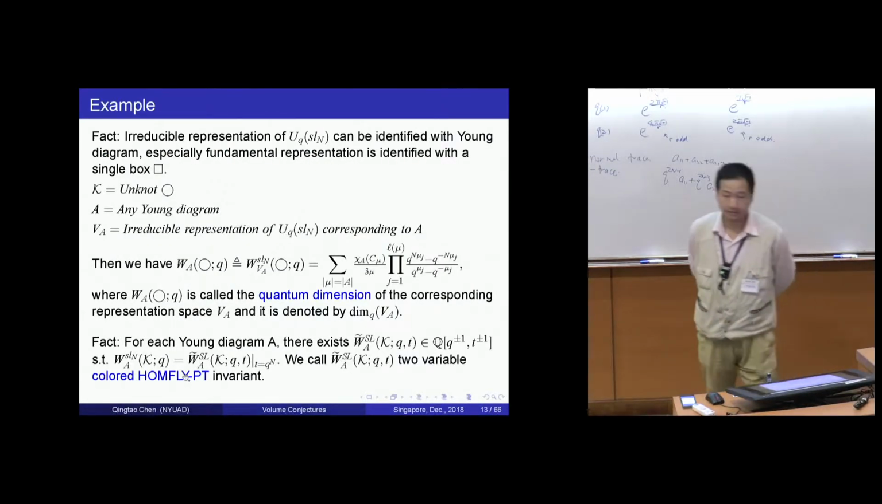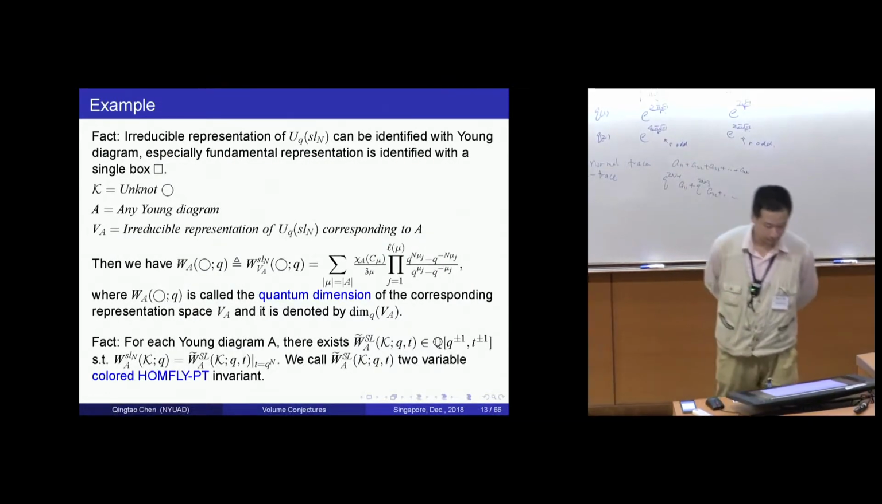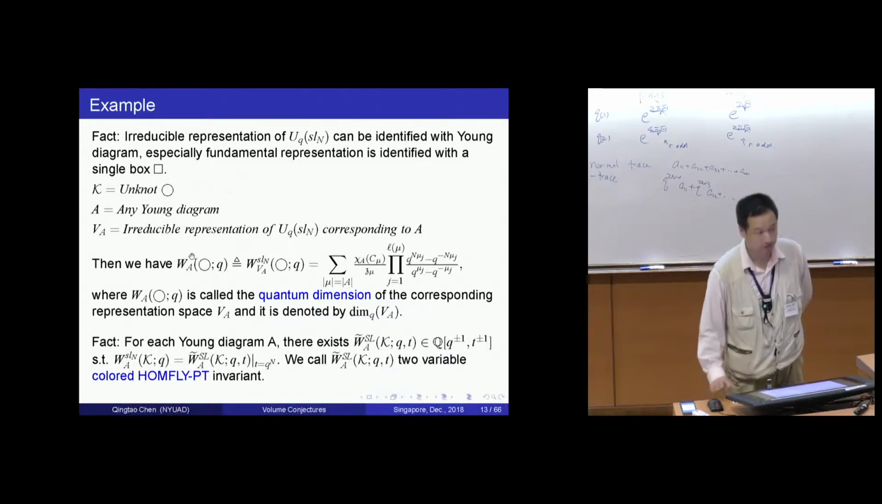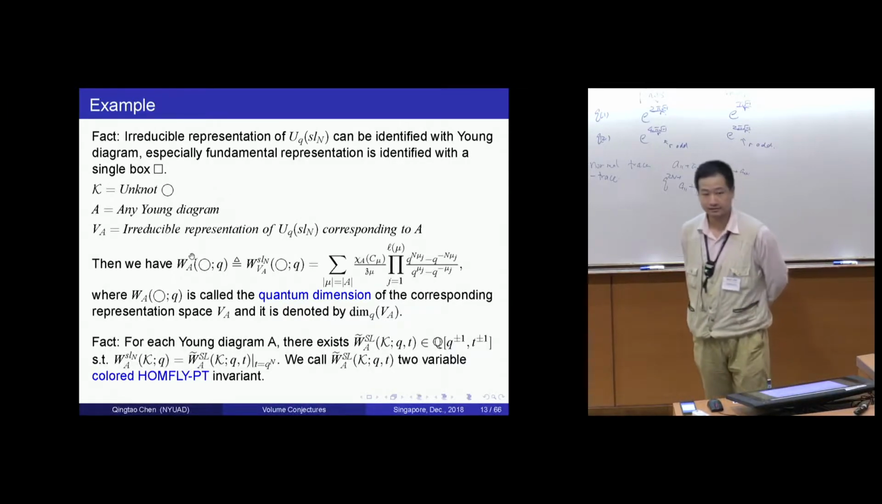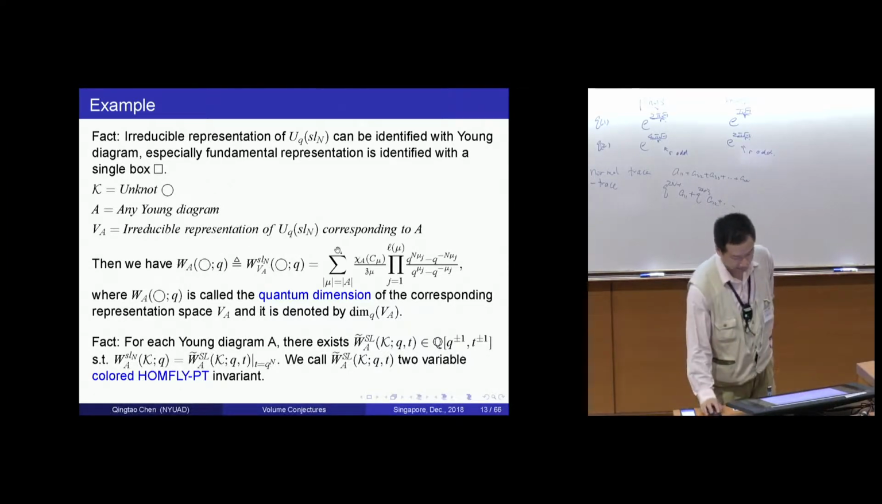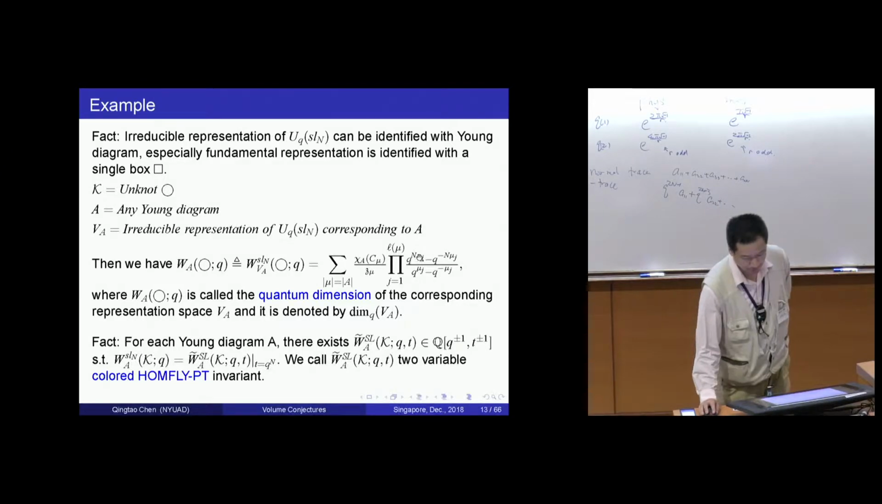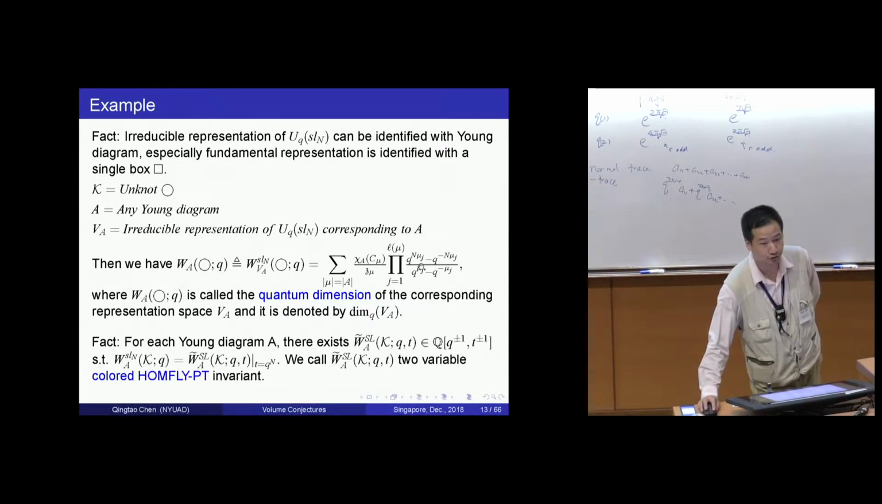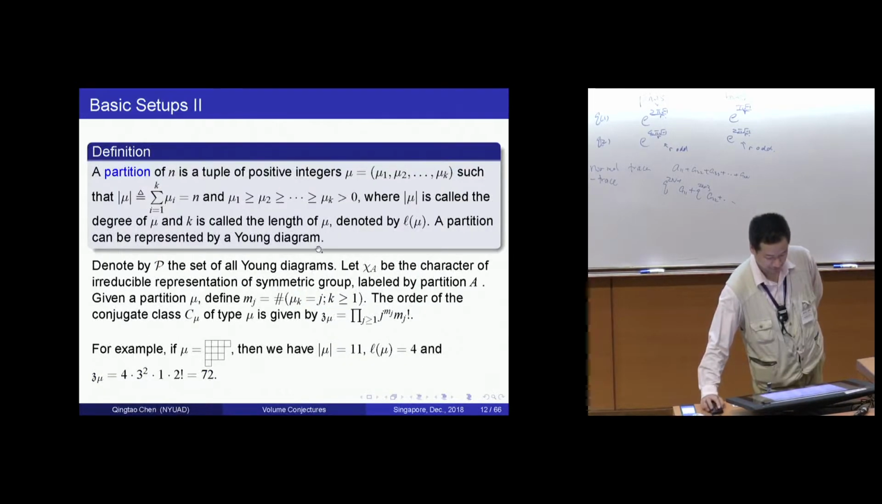And here is an example for the Young diagram. For the simplest knot, the N knot, we have to calculate this quantum invariant. It looks like this. For the previous example, mu1 is 4, mu2 is 3, mu3 is 3, mu4 is 1. So in total you have L mu equals 4 for this example.